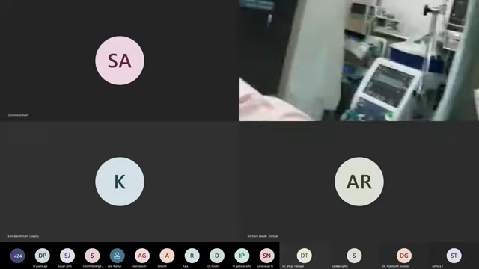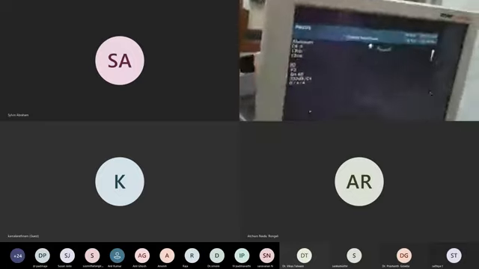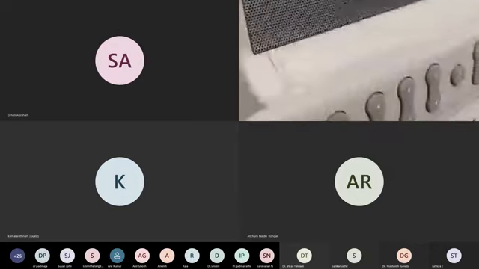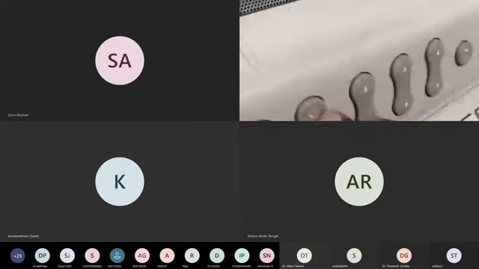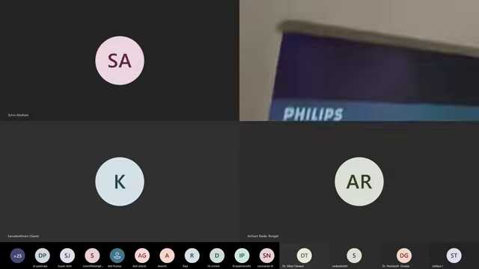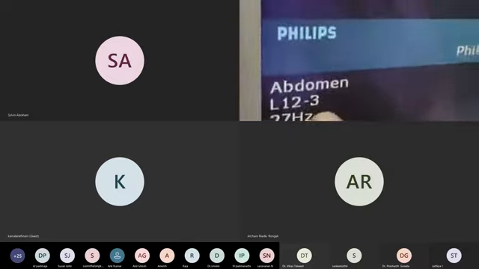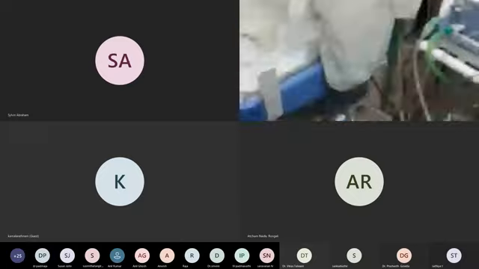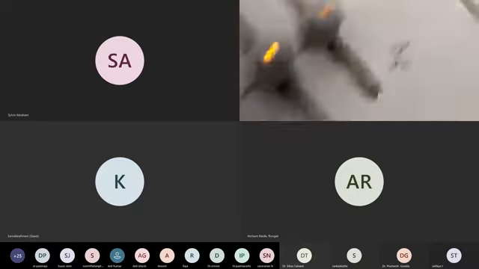So now I put it on the abdomen. I am using the linear probe. If the linear probe is not there, it doesn't matter. Come here. If the linear probe is not there with you, it doesn't matter. I have the linear probe. Then come here. Then this one, this one.